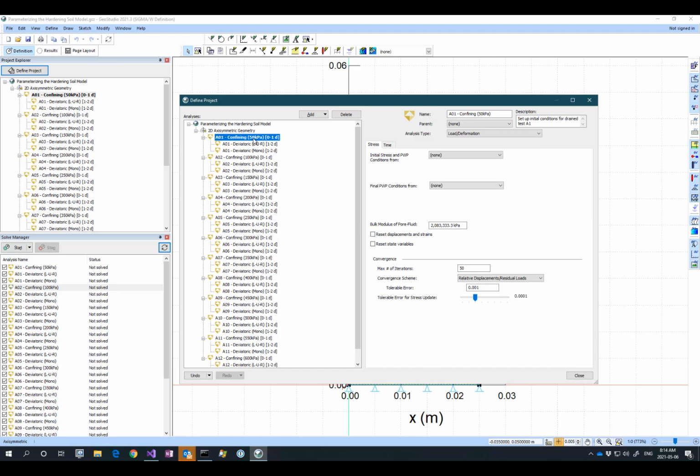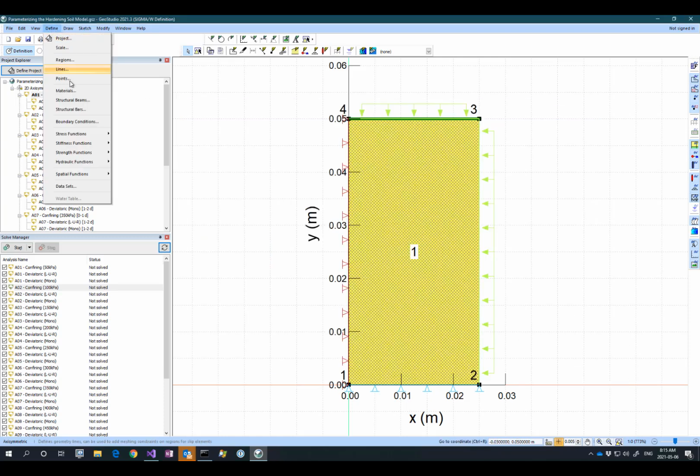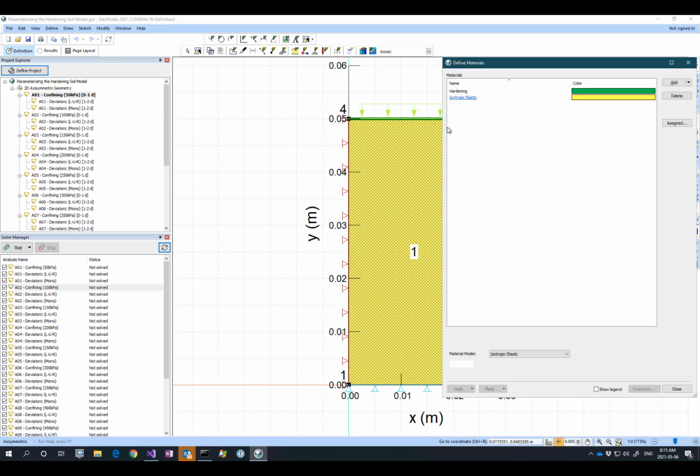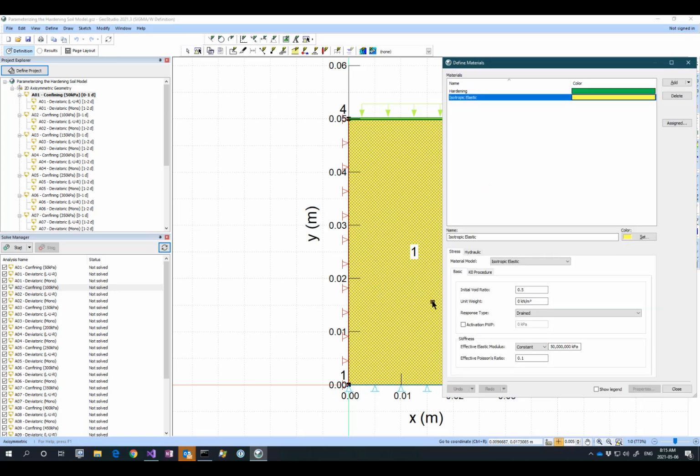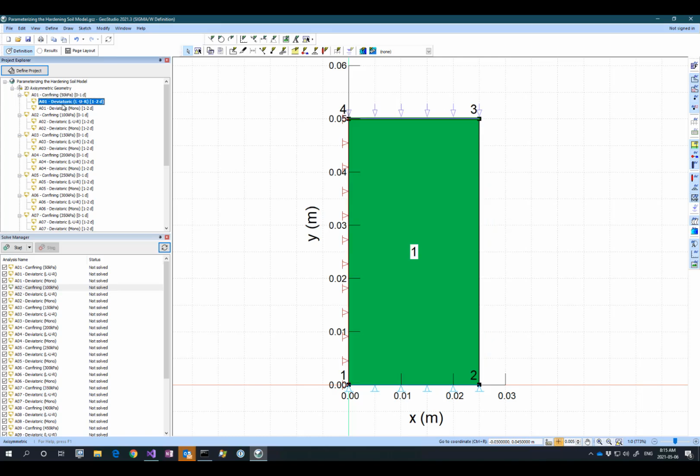If you're using a material model that has state, like the hardening soil model, in the confining phase, then you can also reset the state variables. Now in this case, what we've done is we've used an isotropic elastic material model in the compression phase, and we've given it a very high stiffness quantity of 50 million kilopascals, meaning that the simulated deformations from this phase are negligible, and therefore we need not reset the accumulated displacements and strains.